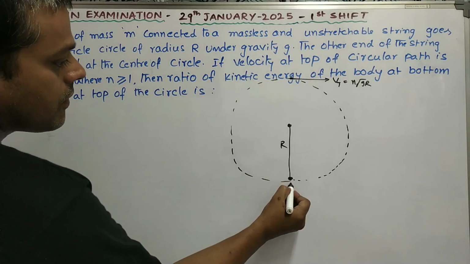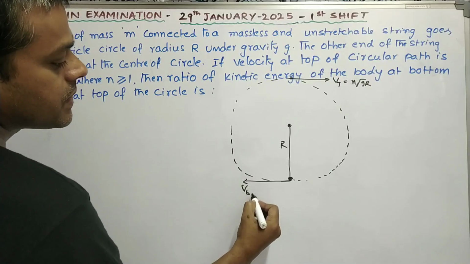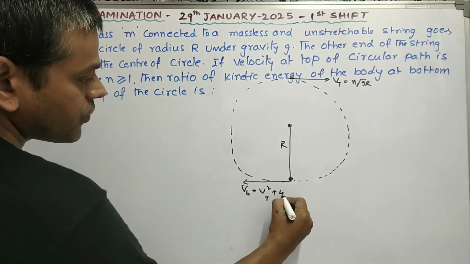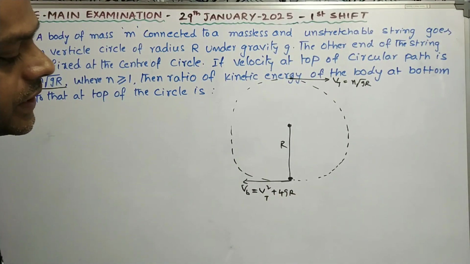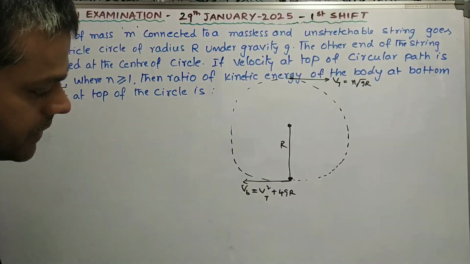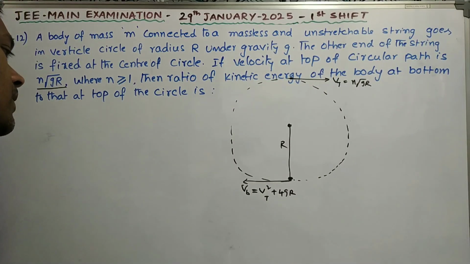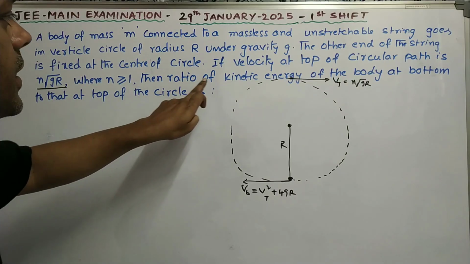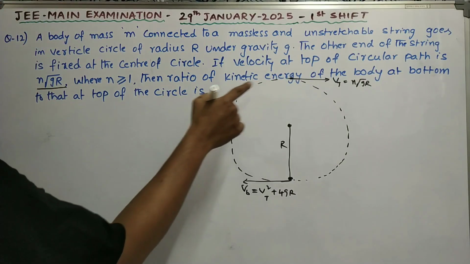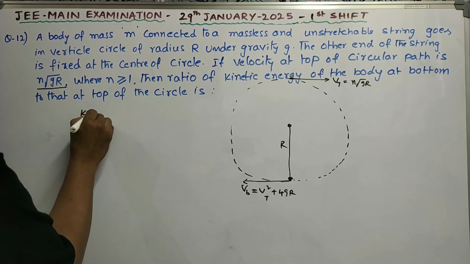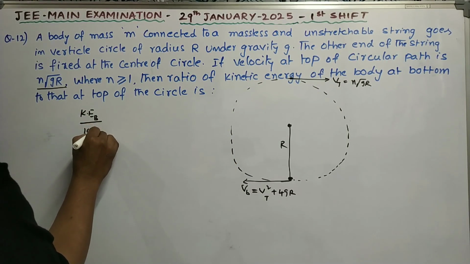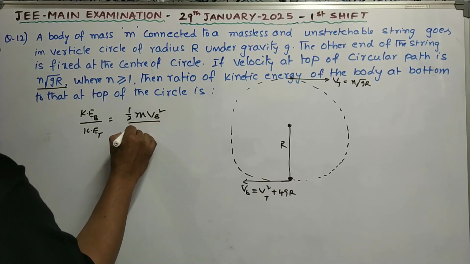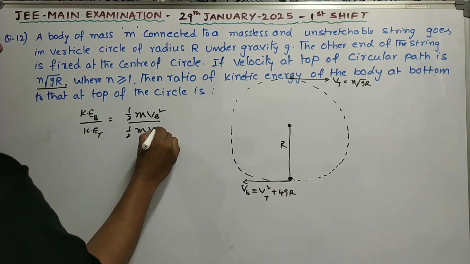Similarly, what is the velocity at the bottommost point? Vb squared is equal to the velocity at the topmost point squared plus 4gr. You know very well this value; this is the velocity at the bottommost point. What is asked? The ratio of the kinetic energy of the body at the bottommost point to the kinetic energy at the topmost point, which is half m Vb squared by half m times velocity at the topmost point squared.